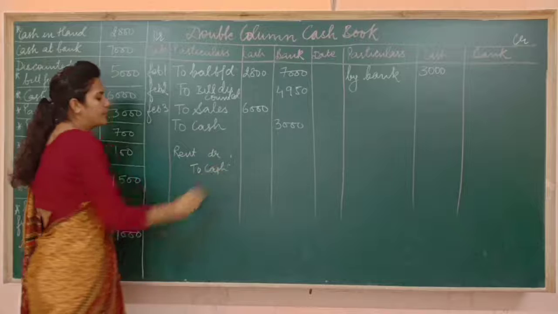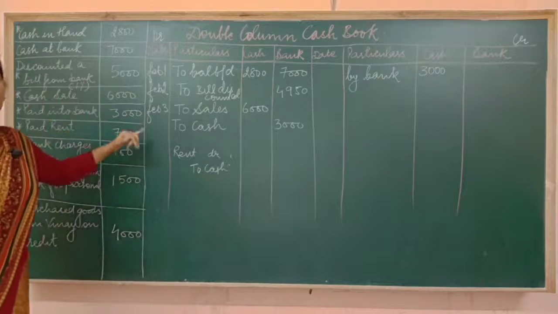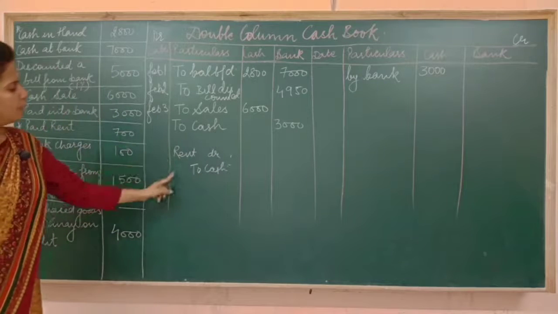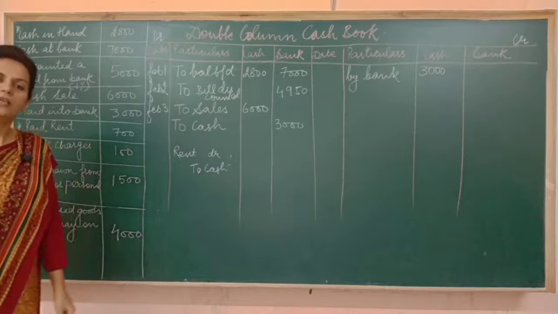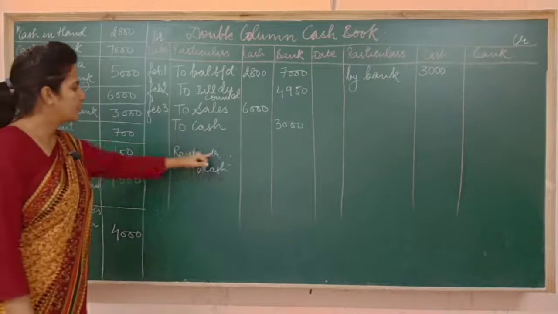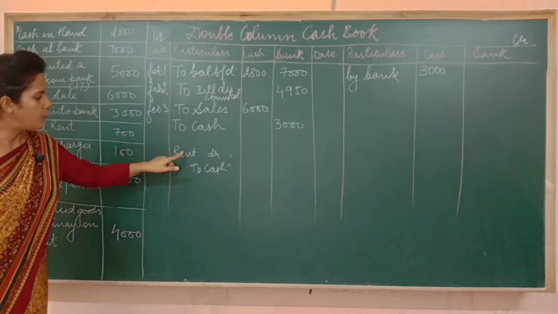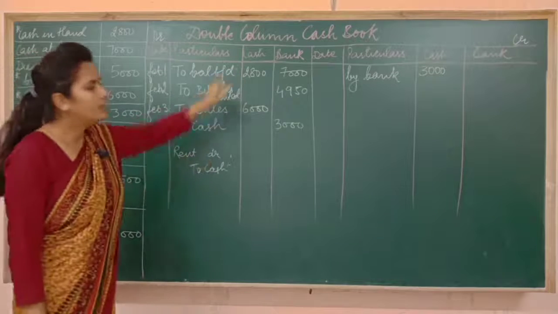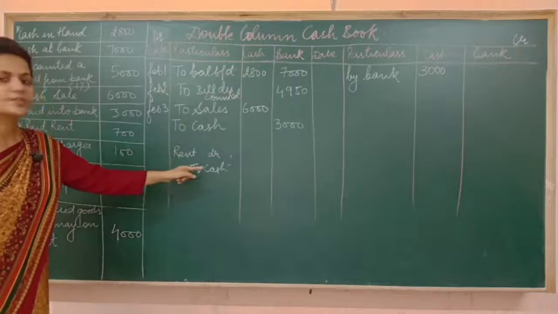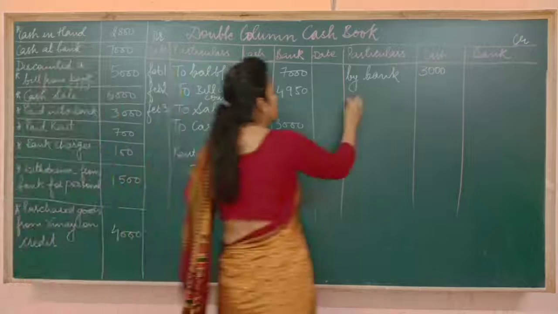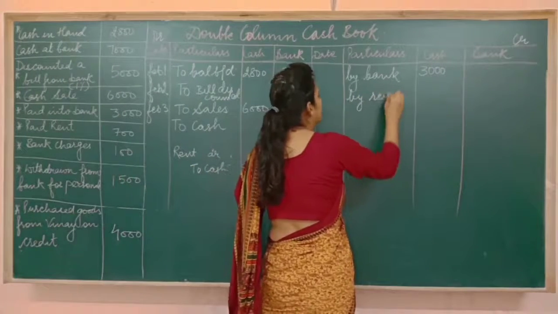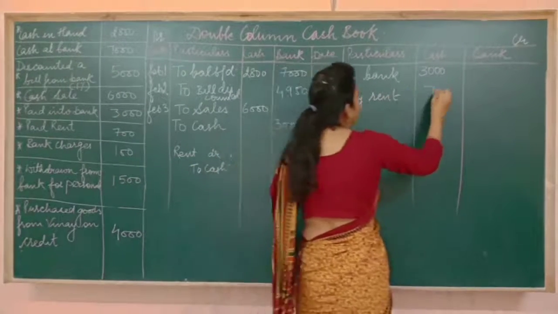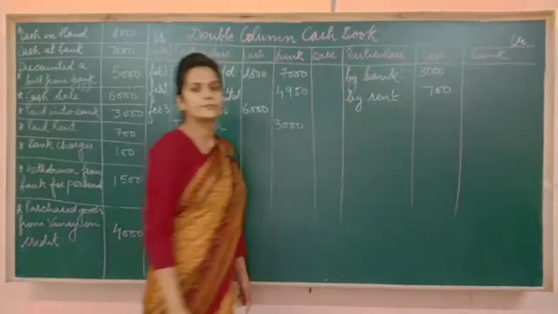Now if nothing is mentioned, whether rent is paid in cash or rent is paid by check, you have to assume that rent has been paid in cash only. So entry is rent account debited to cash. Now out of rent and cash we are making only cash column and cash is credited here. So you write here by rent. Because of rent the cash has gone out of the business.